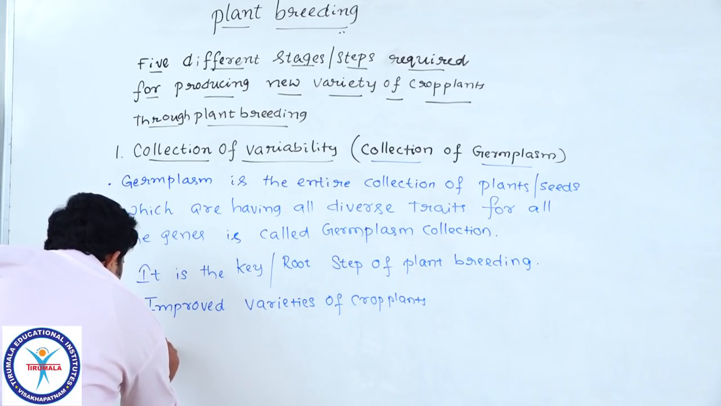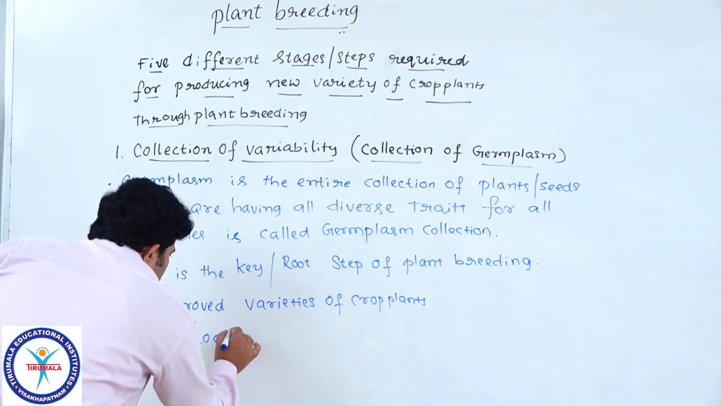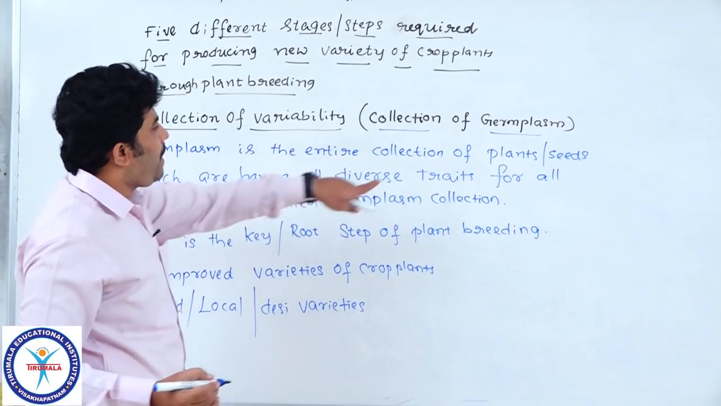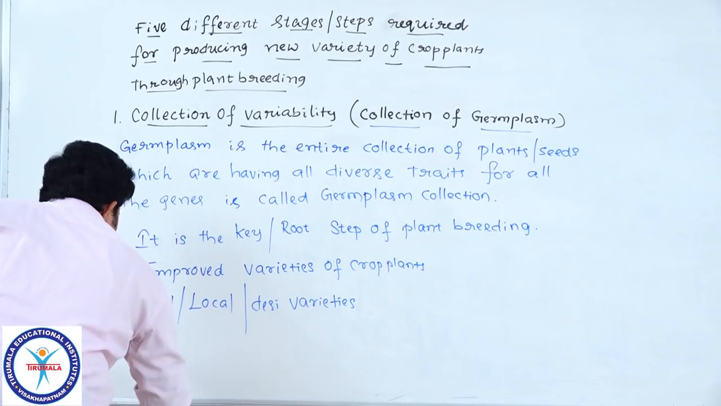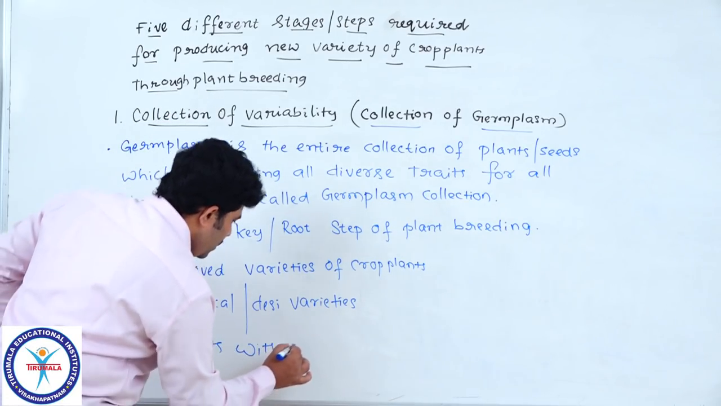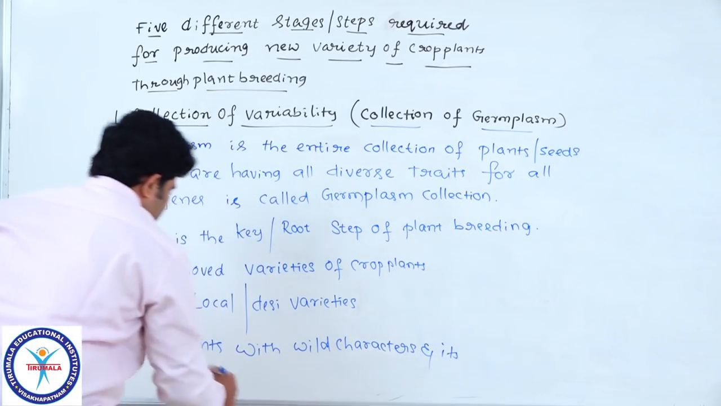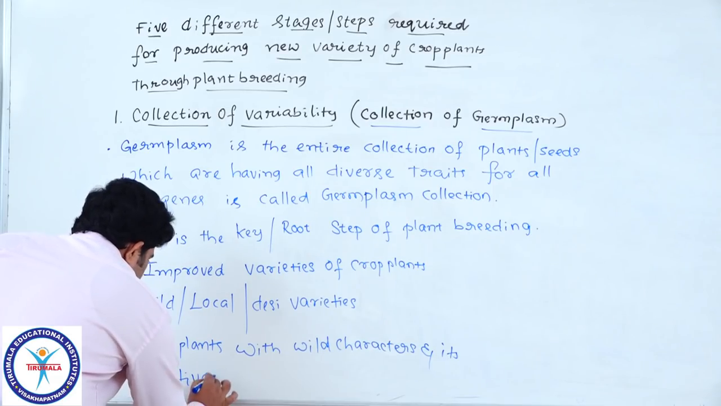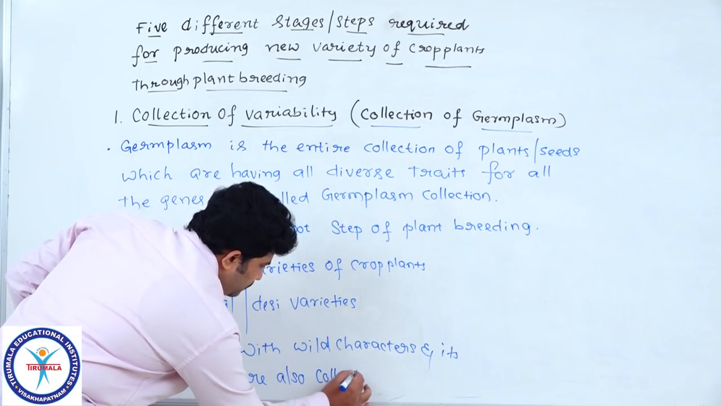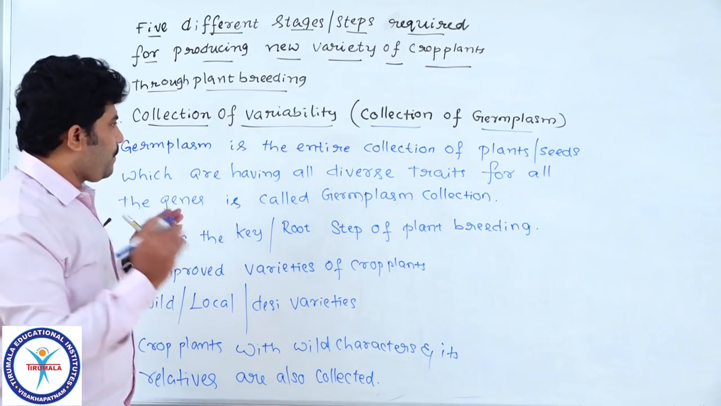So these possess the characters as wild characters. That's why these are called wild or local or desi varieties; we just collect them in the form of plants or seeds. Now got the point? The next one is these crop plants we collected, with wild characters and its relatives, are also collected in the process of collection of variability or collection of germplasm. Now got the point? So this is the program we did.